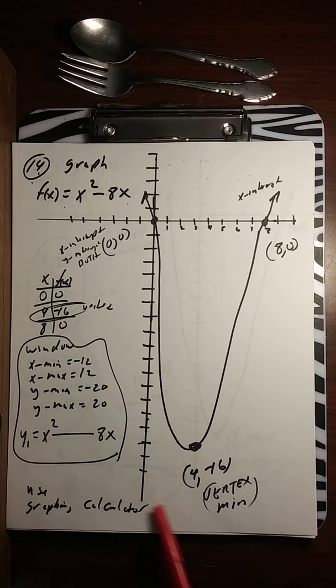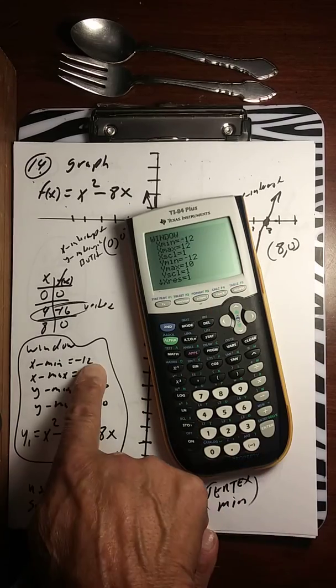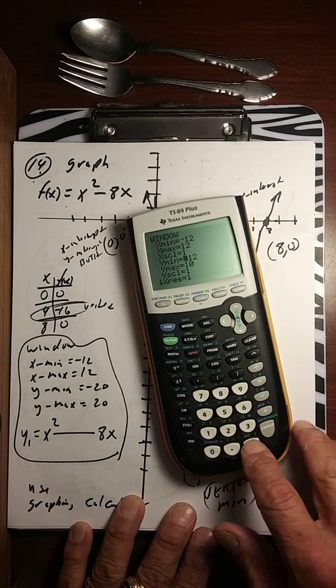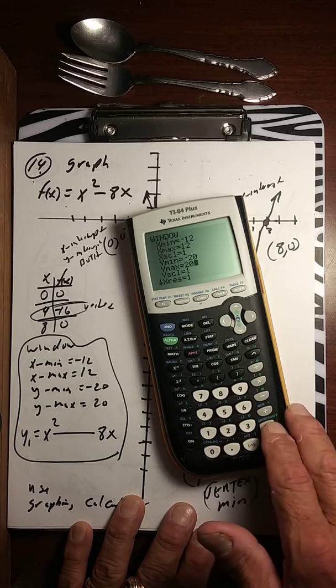Graph. Again, you can use a calculator if you want to. In fact, that's what we're going to do, just because. Okay, let's set our windows first. All right, negative 12 and 12 and negative 20 and 20.